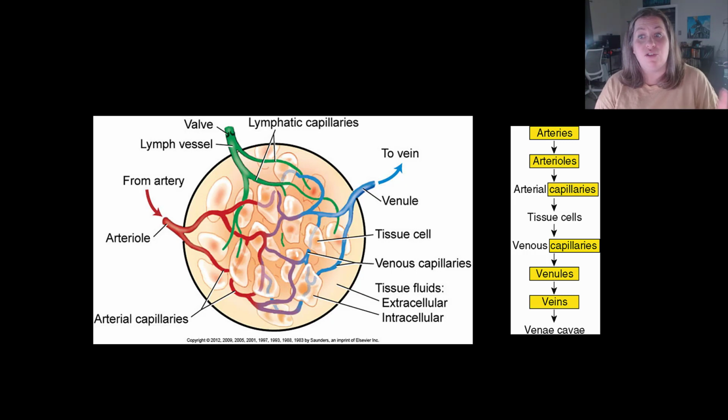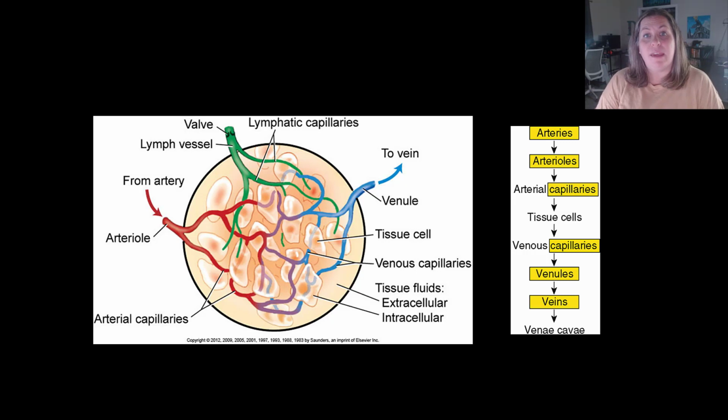And the lymphatic vessels shown in green are going to help collect any extra fluid that seeps out from the blood vessels or the cells themselves. This is to help prevent swelling in the tissue. So it's going to help pick it up and it's going to deliver it back to the cardiovascular system.